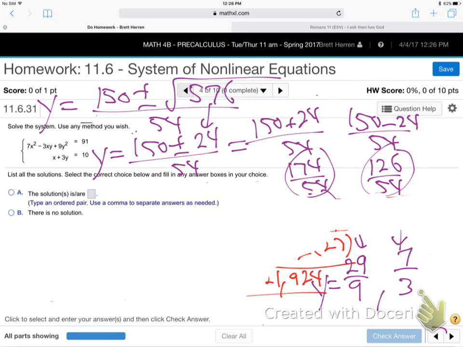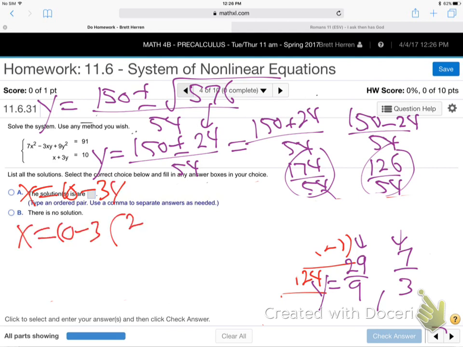This is why these kind of classes took my whole life back in the day. All right, so we got y. So now how do you get x? I don't know. Where was x? Oh, x was, if you go back to x, it was 10 minus 3y. So x is 10 minus 3, and you got to plug in the 29 ninths. And the other one is x is 10 minus 3 times 7/3.